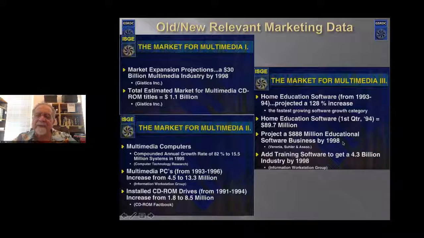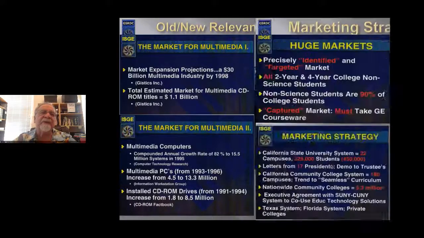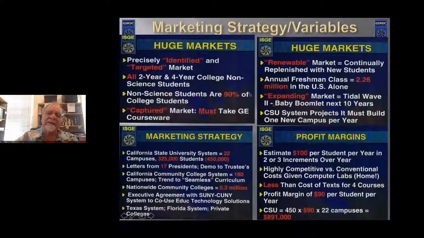They projected an 888 million educational software business. The training market was to go to a 4.3 billion industry by 1998. So marketing was pretty good. But let's look at this ISGE specifically, because it's not really training software and it's not really educational software per se. Well, one thing to look at is you have an identified and targeted market that turns over.